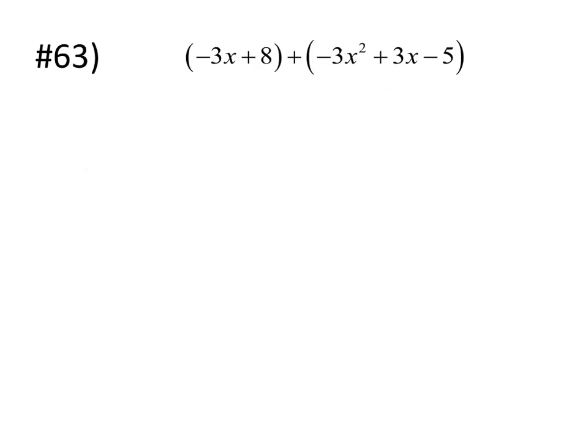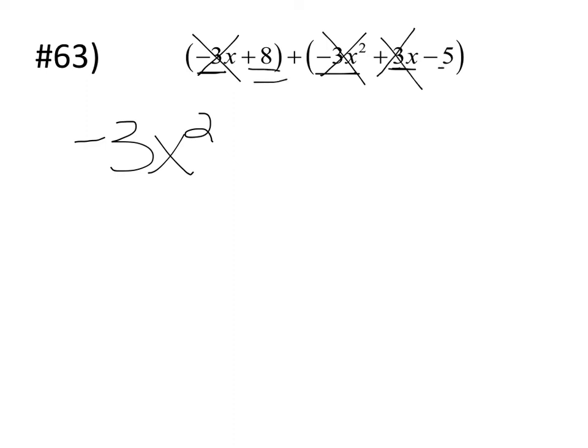Combine like terms. Remember, we want to write them in order, so we have only one x squared, so we're going to write that first. Negative 3x squared, that's the only one. Then we've got negative 3x plus 3x. Those cancel each other out. Then we have 8 minus 5 is 3.